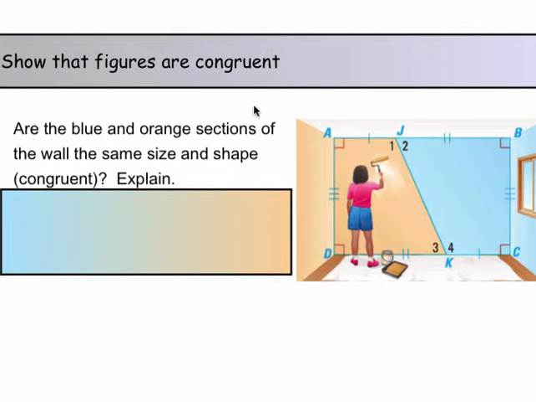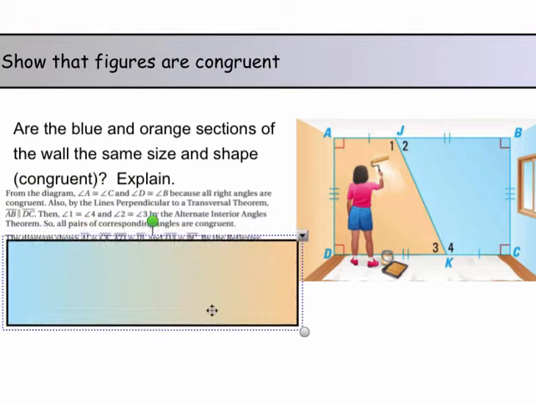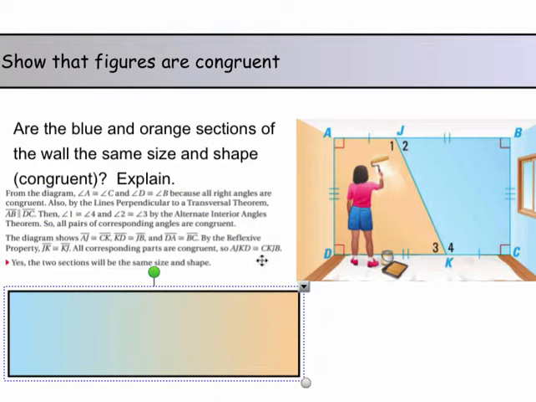Now we need to show that figures are congruent. We've got this picture of a lady painting a wall. They're asking, is this orange section and blue section the same size and shape? Are they congruent? Underneath here I have an explanation, and it's kind of long, but if we go through it, it will make sense in a moment.